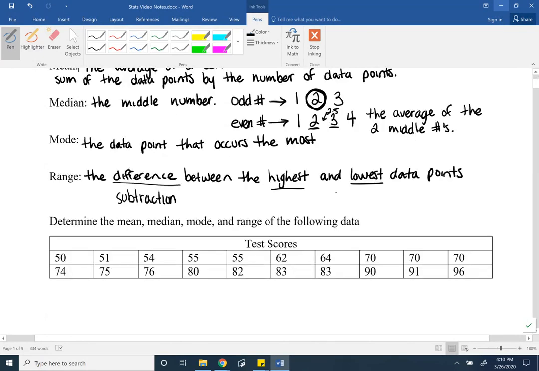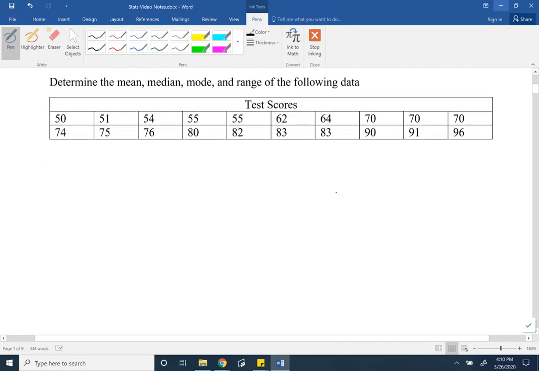All right, let's jump right into an example here. So here what we have is a bunch of test scores. I have 20 test scores, and we're going to assume that all of these are in percent. So first, let's calculate the mean. The mean is going to be where I take the sum of all 20 of these data points, and then I'm going to divide it by how many points that I have.